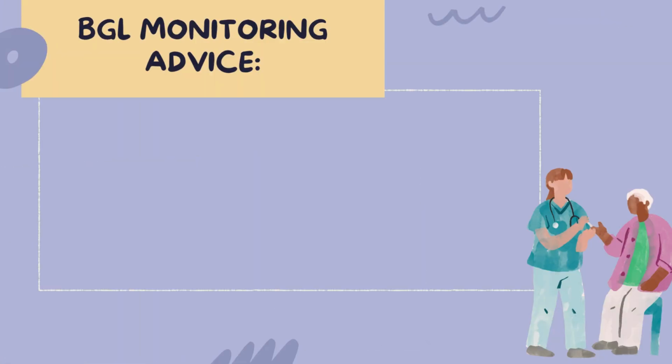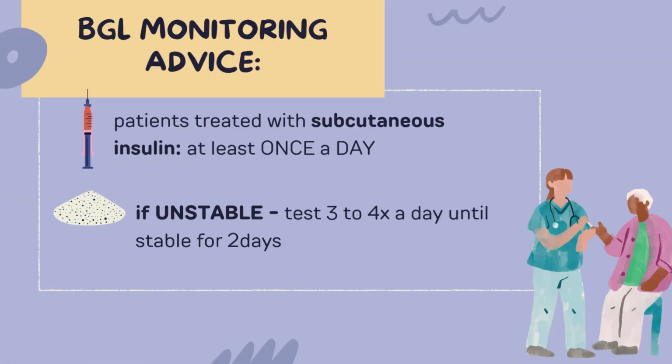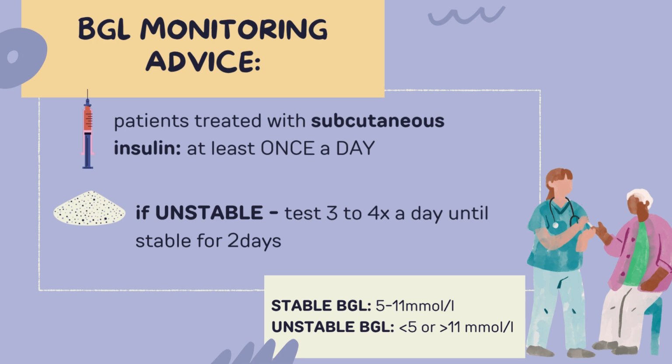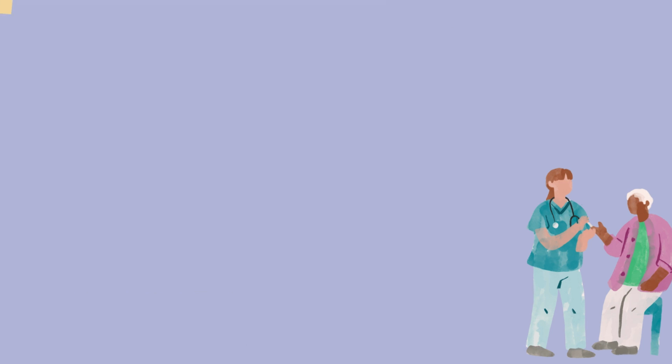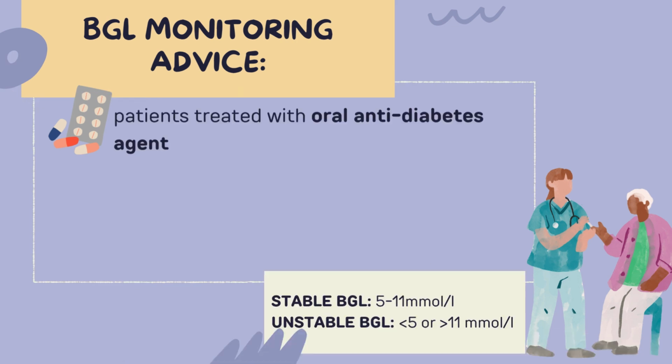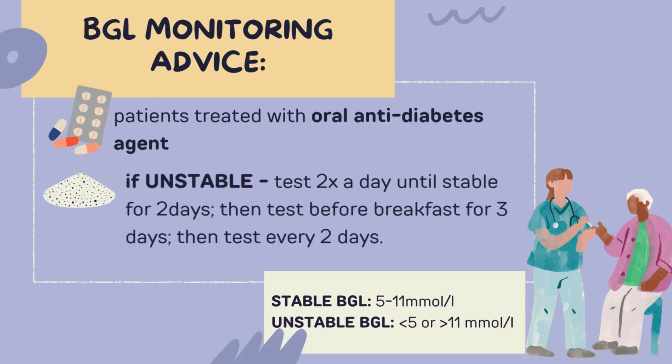Monitoring BGL can vary depending on patient management. For patients who are treated with subcutaneous insulin, monitor glucose level at least once a day. If levels are unstable, test 3 to 4 times a day until stable for 2 days. Patients treated with oral agents, if levels are unstable, test 2 times a day until stable for 2 days. Then test before breakfast for 3 days. Then test every 2 days.